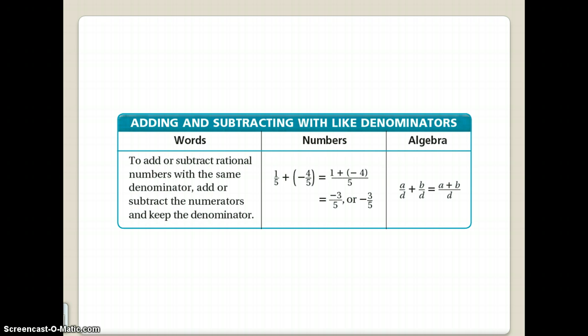You can see in this example adding and subtracting with like denominators. Anytime the fractions have common denominators, such as this example, 1/5 plus -4/5, the numerators can just be combined with the same denominator. So it's really 1 plus -4 over 5. 1 plus -4 is -3. Also notice the placement of the negative. It can go in the numerator, it can go in front of the entire fraction, or it can go in the denominator, which is not shown.